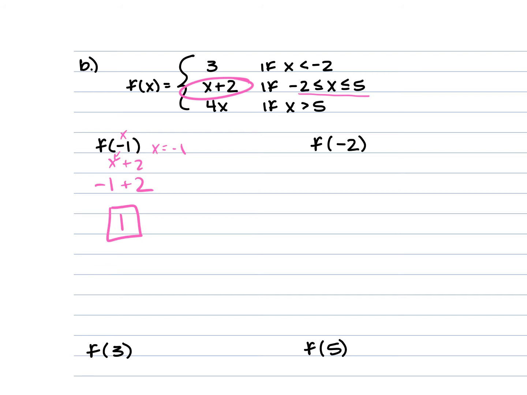For the second one, I have f of negative 2. Which piece would that fall into? The second one. Do we agree it's the second one? Yeah, because the second one says negative 2 is less than or equal to x. So it's equal to negative 2, so it'd fall into the second piece. So x plus 2. So negative 2 plus 2. What's negative 2 plus 2? 0.